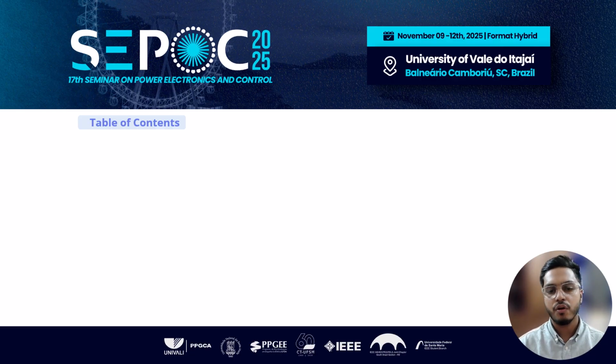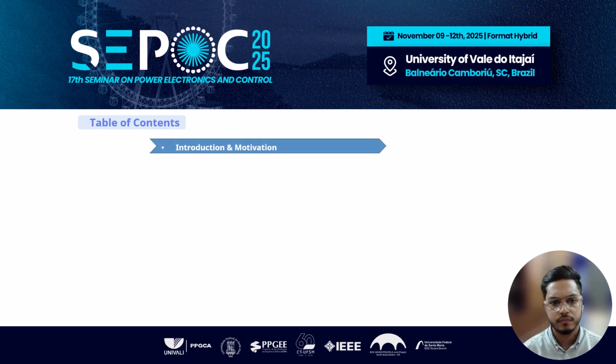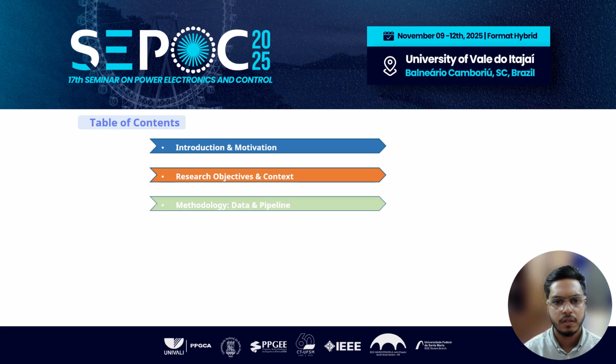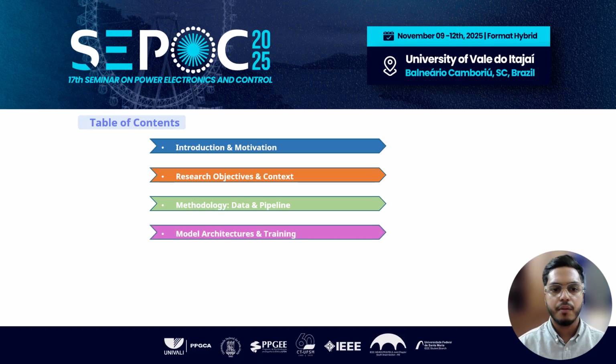To keep us focused and on track, here is a quick overview of what I will present today. We will begin by establishing the introduction and motivation, especially why accurate energy forecasting is a critical global challenge. This leads naturally into our research objective and concept, outlining the problem we aim to solve. Next, we will dive into the core of our work, which is the methodology, which is the data and pipeline, followed by a deep look at the specific model architecture and training we employed, which includes our novel weighted ensemble approach.